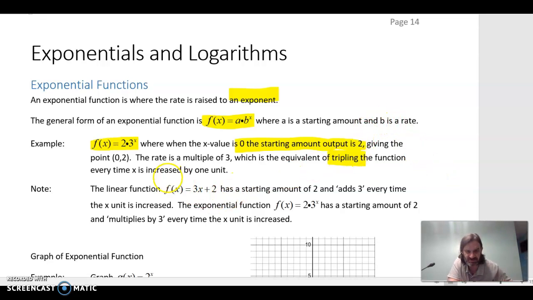As opposed to the function 3x plus 2, which is linear. So even though it says 3 times x in a linear function, every time you increase x, you're really adding an additional 3. You might be multiplying to do that addition, but every time x increases, you're just adding another 3. Whereas with the exponential, every time you increase x, you're multiplying by another 3.